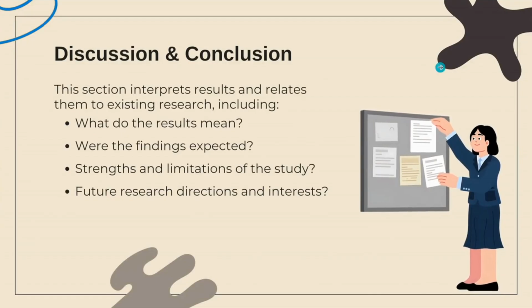Lastly, we have the discussion and conclusion section. This is where researchers interpret the results and connect them back into existing research. The study will answer questions such as what the results mean, whether the findings were as expected, what the strengths and limitations are, and what future research should be done. This section essentially explains the why behind the results and highlights the key takeaways we should focus on.